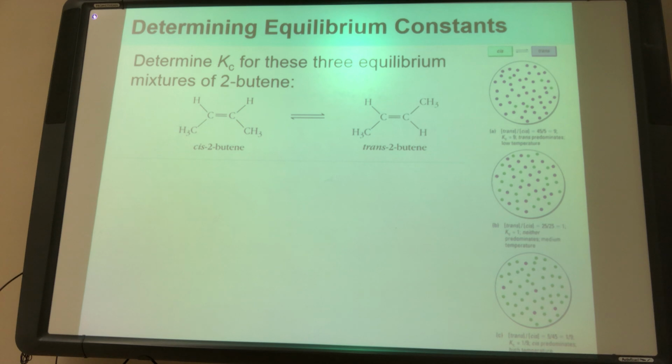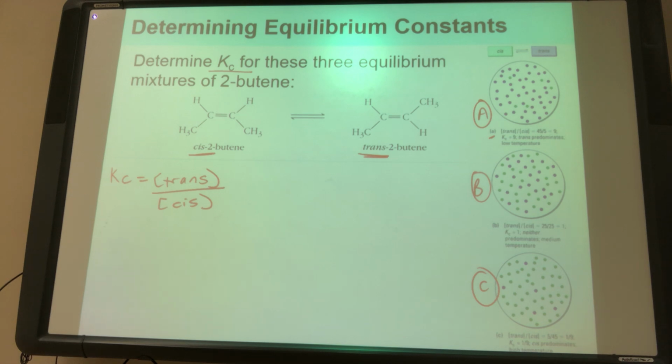Let's determine Kc for these 3 equilibrium mixtures. So I've got mixture A, mixture B, and mixture C. So I want to know the equilibrium. So let's first, if I'm trying to find the Kc's, let's write it out generically. So Kc is my product, here's my product, trans, over my reactant, cis. Okay, my trans over my cis.